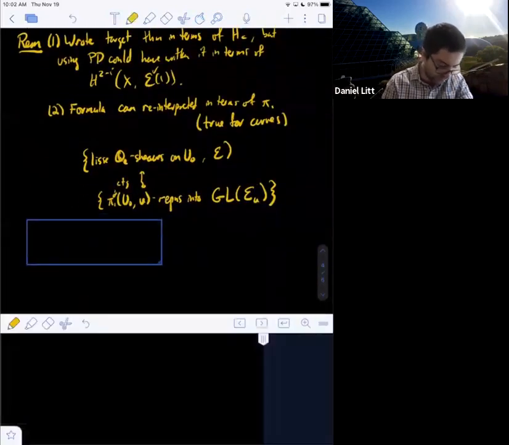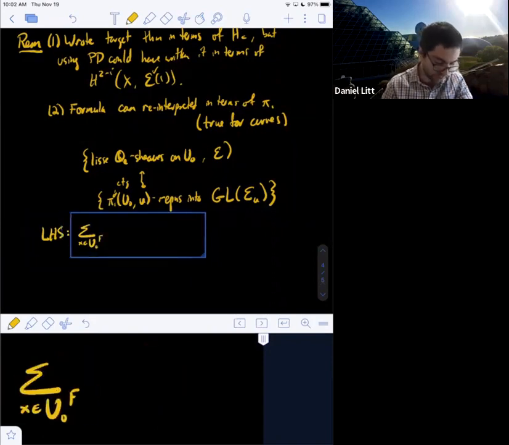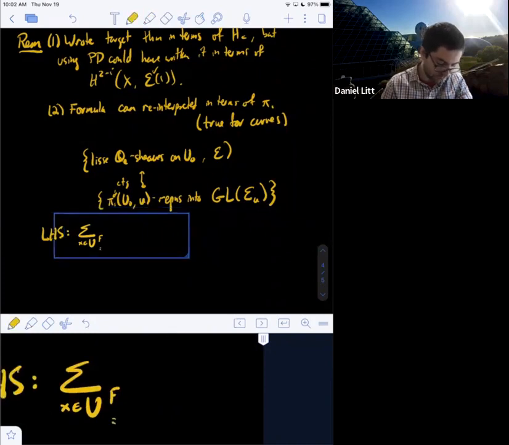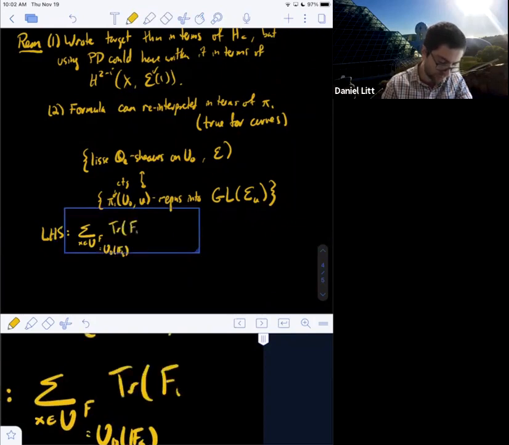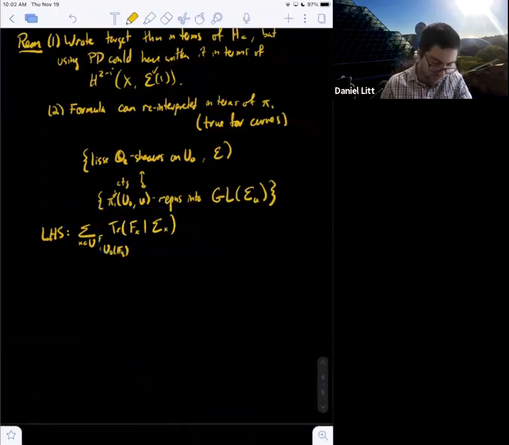Okay, so let me remind you, the left-hand side was the sum over x in U naught, fixed by Frobenius. That's the same as U naught of FQ of the trace of the Frobenius at x on the fiber of E at x. All right, so these points x, I claim, give you a canonical conjugacy class of elements in this pi1 rep.